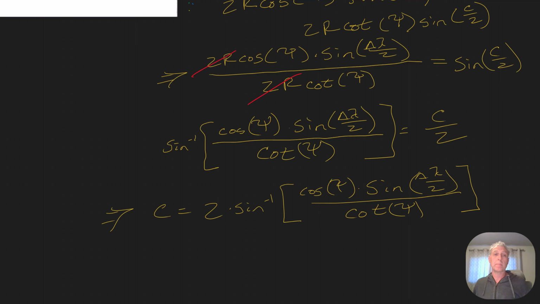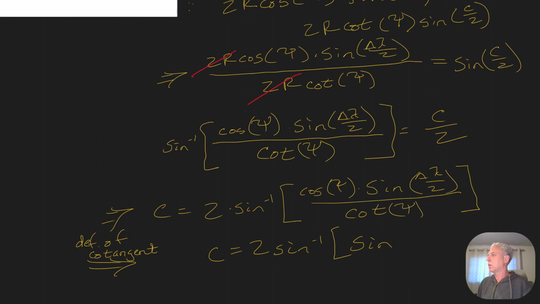And then we could further simplify this by using the definition of cotangent. So through the definition of cotangent, which is cosine over sine, this reduces to c equals 2 times the sine inverse of the sine of psi times the sine of delta lambda over 2. And if you don't believe me, work it out. Super easy. So there we have an exact formula.